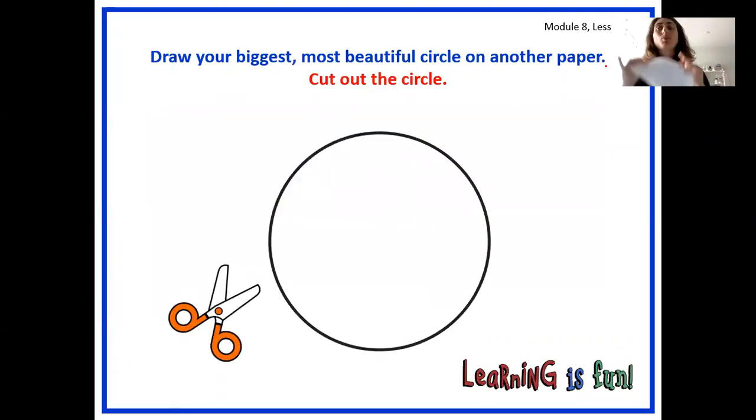So now put those down, or you know what you could do, because I like recycling paper, is you could use one of these papers. Okay, I want you to draw your biggest, most beautiful circle on this paper. Okay, this paper or on another paper, whatever you choose. You're going to draw one big beautiful circle. Okay, make sure it's neat, and then you're going to cut out the circle.